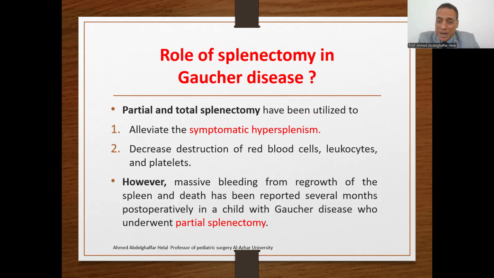The role of splenectomy, partial or total, is to relieve symptomatic hypersplenism, to decrease the destruction of red blood cells, leukocytes, and platelets by the hypersplenism. However, regarding partial splenectomy, one case reported massive bleeding and regrowth of the spleen, several months post-operatively, in a child with Gaucher's disease who underwent partial splenectomy, due to regrowth. It is very important to understand well the hematological indications and the role of splenectomy in such conditions.